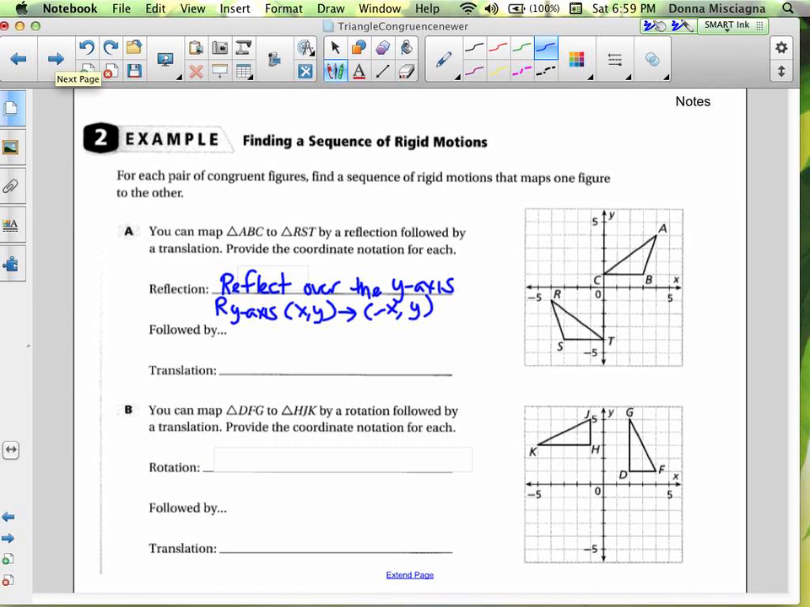So let's draw the figure in. So it's going to be 1, 2, 3 right here would be S. And then R, 1, 2, so R is 4 away, so it's going to be right here. And T didn't move at all because it's on the line of reflection.